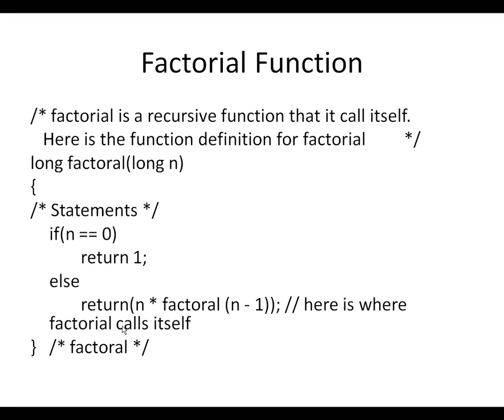Here is your factorial function. It's a recursive function again. It calls itself. And here's the function definition. Start with if n equal 0, you want to return 1. Otherwise, you're going to return n times factorial of n minus 1. Here's the call. And this is the end of the function.